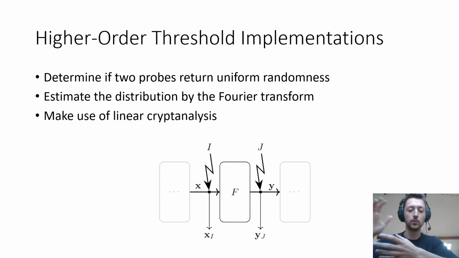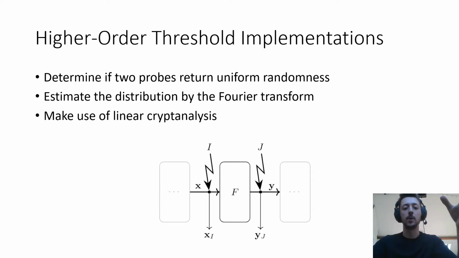In case they follow a uniform distribution, we can conclude that they contain no secret information because the secret information was something chosen by the adversary itself. And we're going to estimate this distribution by taking the Fourier transform of it. And we're going to estimate the coefficients of the Fourier transform by making use of linear cryptanalysis. So basically this boils down to asking, are there trails between probed points in my sharing? Are these trails with high correlation or not?